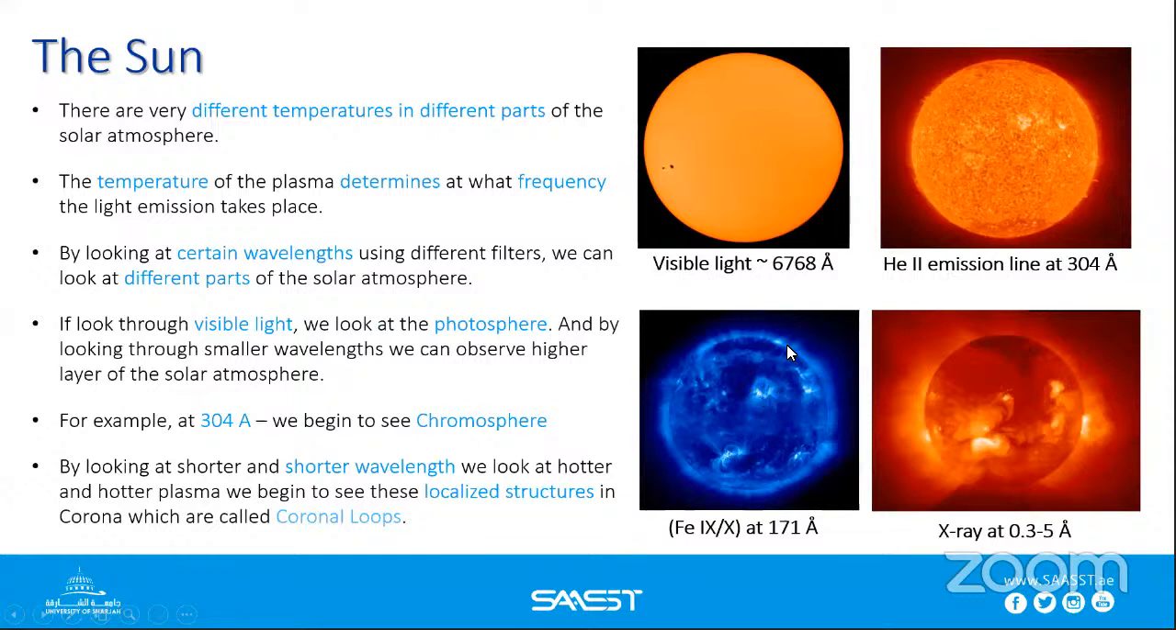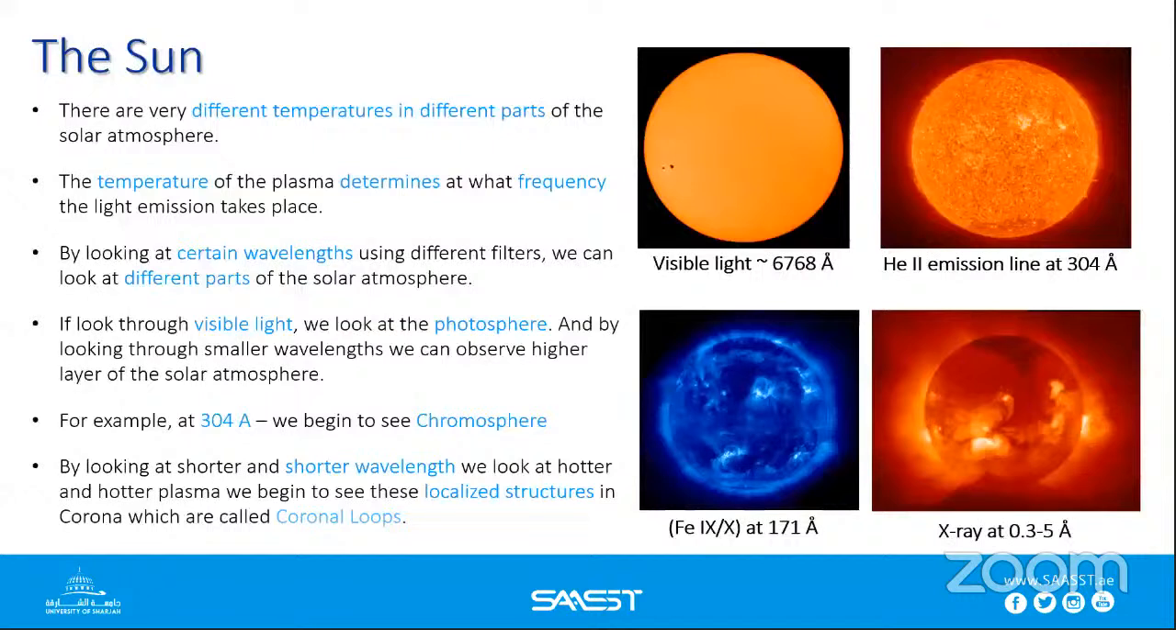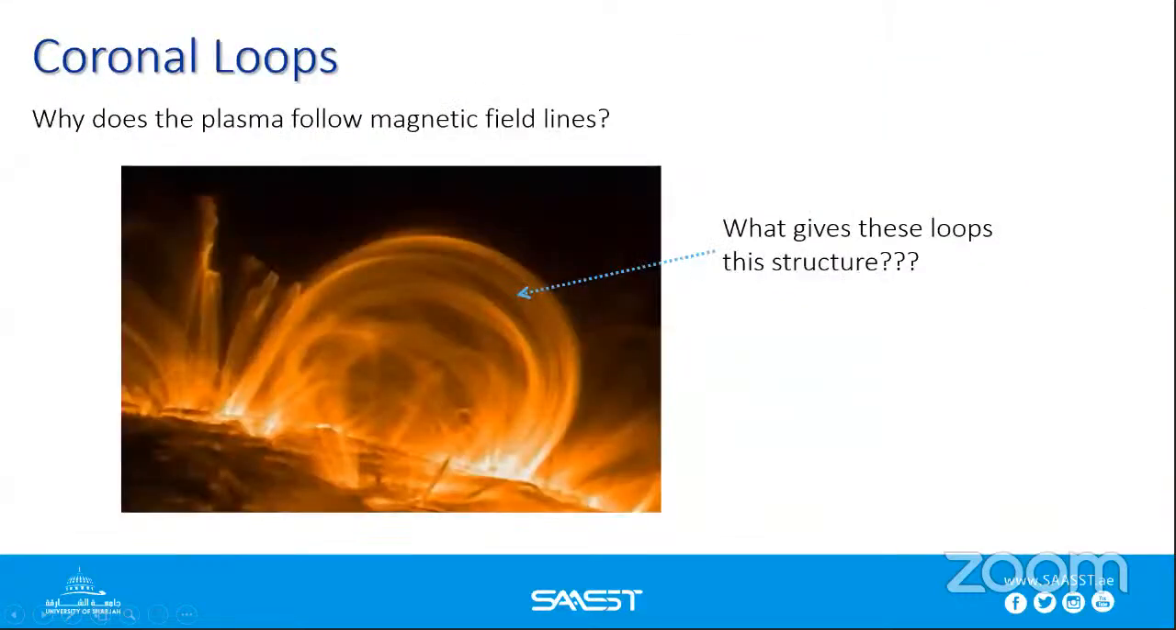So the question is why we are seeing all this glow around the solar atmosphere, and all these loops, what they tell us and what they are about. So let's talk about them. Basically, the question here is why does the plasma, so what we see basically, magnetic field lines. These magnetic field lines are coming out of the surface of the sun and they are glowing. So the question is, what are they?